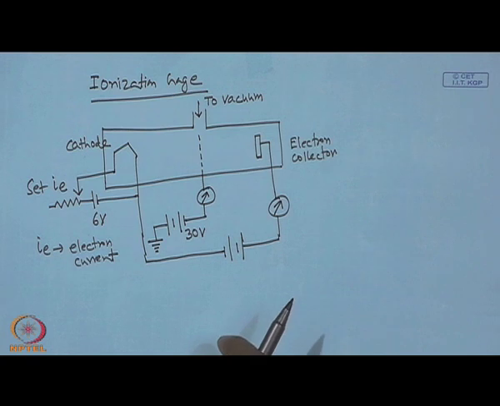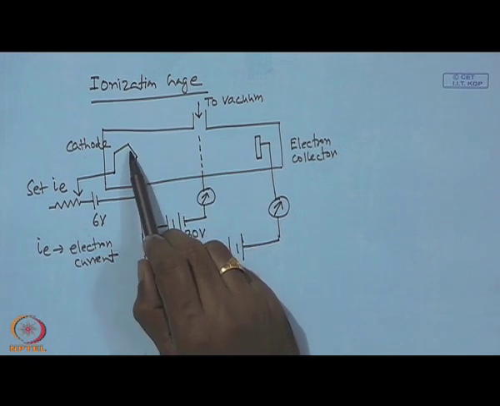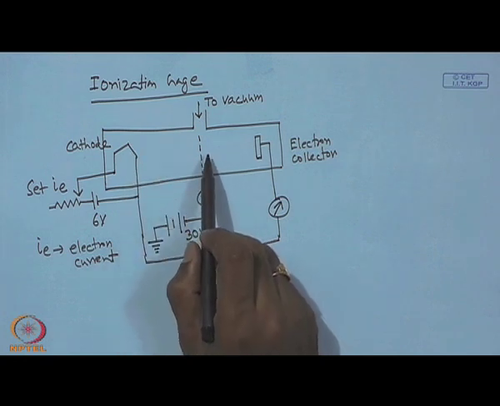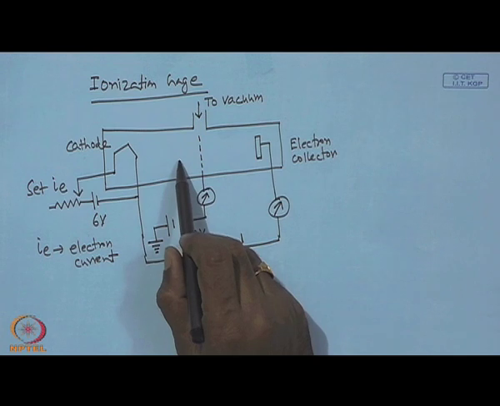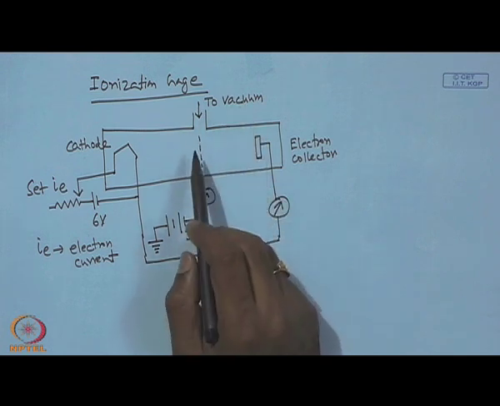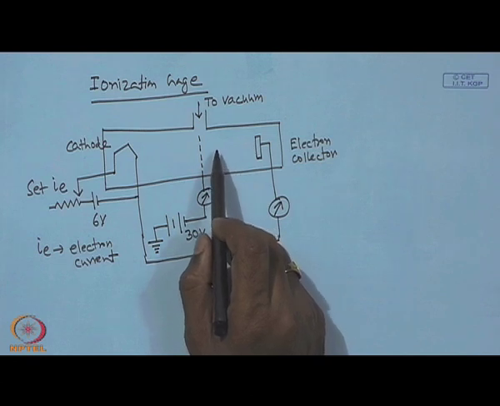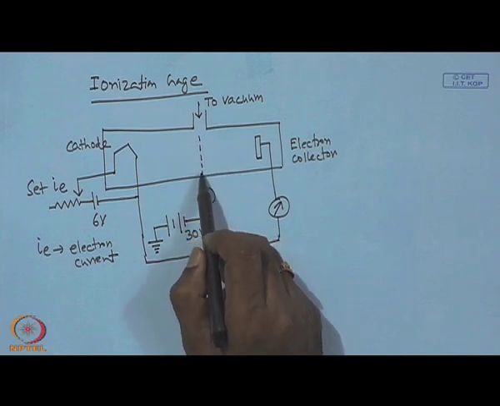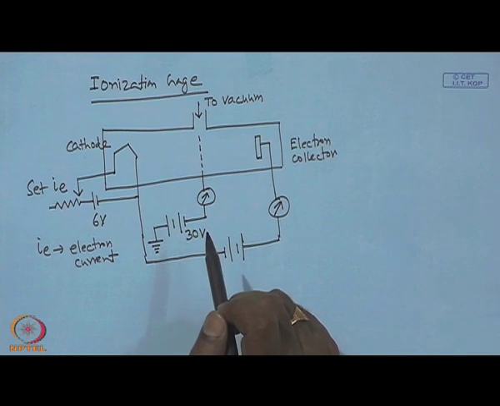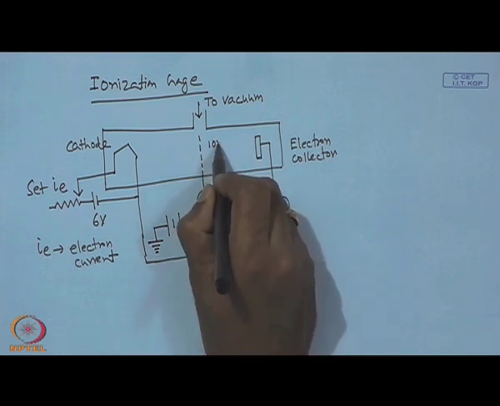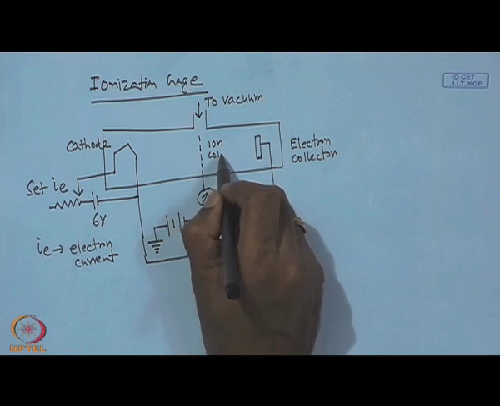Typical value may be like this. So, emitted electrons from the cathode strike the gas molecules that are present in the enclosure when it is connected to the vacuum source. Positively charged ions are formed and they are collected by this ion collector. So, it is a positively charged grid.